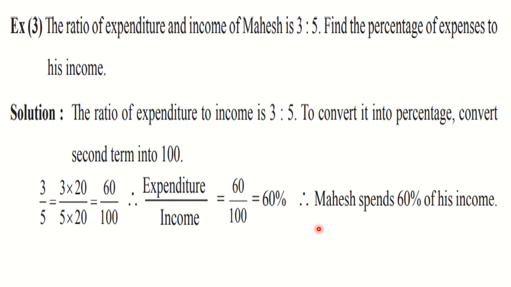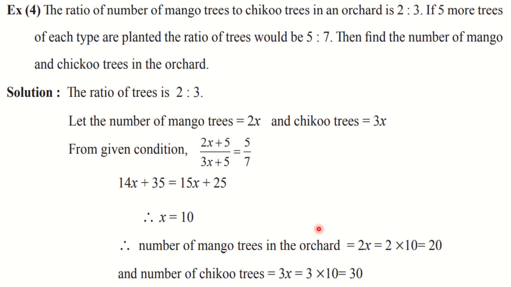Okay, then the next example, the fourth one. The ratio of the number of mango trees to chiku trees in an orchard is 2:3. If 5 more trees of each type are planted, the ratio of the trees would be 5 upon 7. Then find the number of mango and chiku trees in the orchard. So this is a word problem based on the ratio.